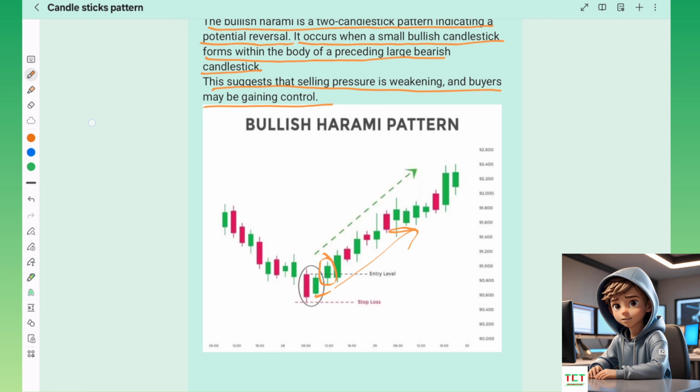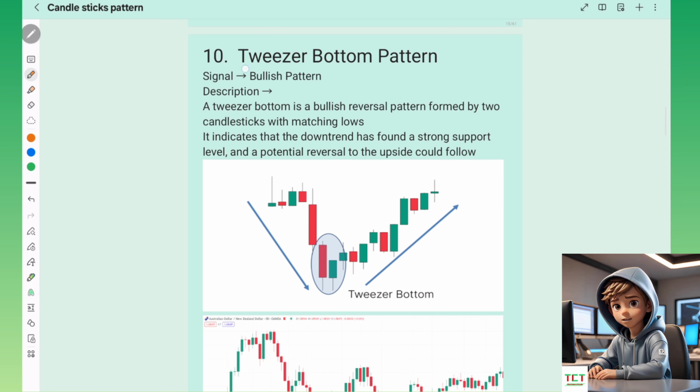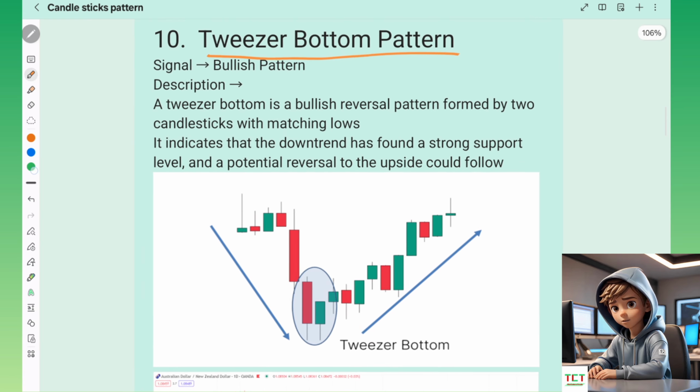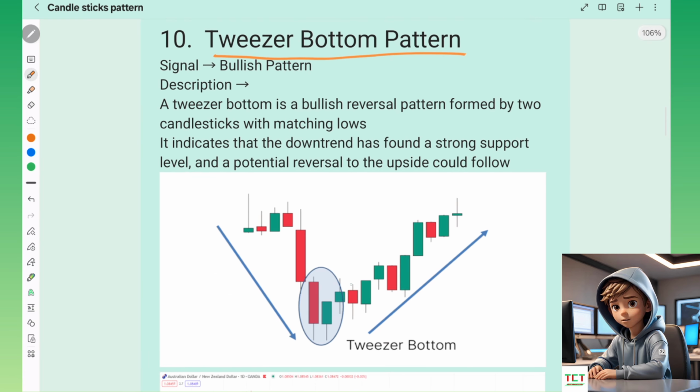Now we're going to learn about a very interesting pattern called tweezer bottom. The name comes from the fact that it looks like a pair of tweezers. This is a 2 candlestick pattern, and a special thing about it is that both candles have matching lows, meaning they touch the same bottom price level. Let me explain how this works.